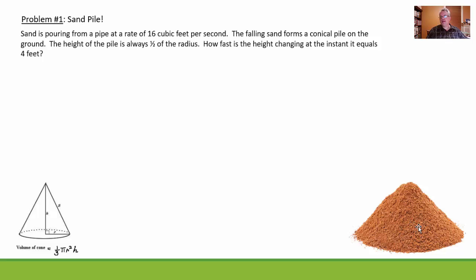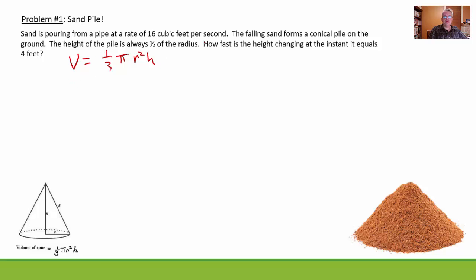Well, we have a pile of sand here and it does kind of look like a cone. So let's see if we can figure this out. We're going to start with the volume formula for a cone. Volume equals 1/3 pi r squared h. Now, r, h, and V are all changing with respect to time, and we're going to find a relationship between their rates. But this problem really only talks about volume and height.